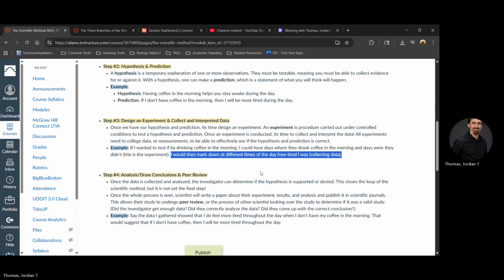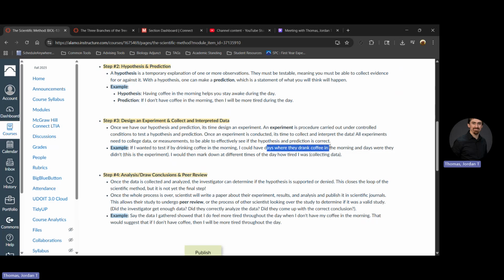And so forth. That way I can see on days when I have coffee, how is my level of tiredness changing? On days when I don't have coffee, how is my level of tiredness not changing? How is it changing? So in this experiment, we have two groups. Days I have coffee and days where I don't. And we see how tired am I throughout each of those days. And we do this multiple times. We don't just do one day without coffee or one day with. We do multiple days without coffee and multiple days with coffee.